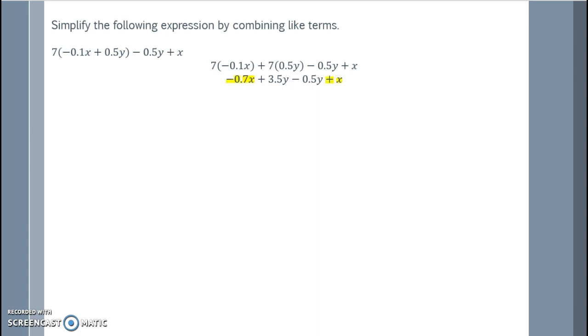I then see that I've got some x's together that we can combine together. So negative 7/10 x plus 1x gives us 3/10 x. And when we look at our y's, I have 3 and 5/10 y minus 5/10 y gives me a positive 3y.